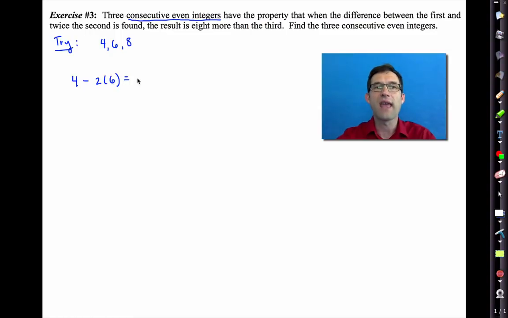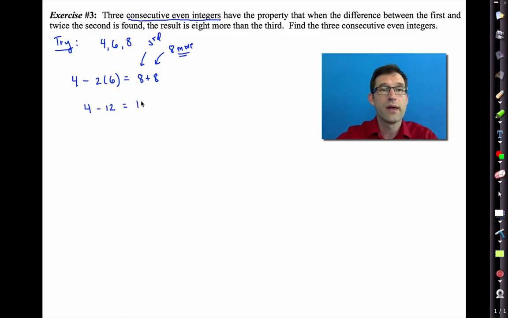The result is 8 more than the third. Oh boy. 8 more is plus 8. So that's a little bit confusing. This is the third, and this is 8 more. Sorry if that's confusing. Well, that's the way that we set it up. Let's check to see if it's right. Remember, we have to do this multiplication first. 2 times 6 is 12. 8 plus 8 is 16. 4 minus 12 is negative 8. And clearly that is false. So no worries there, okay?